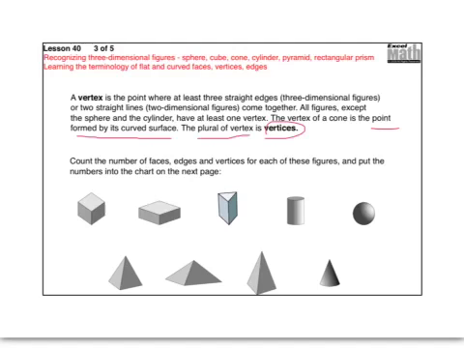Okay, so the way I remember this one is the word vertex starts with the letter V, and it's got a little point right there. And so you're looking for points that could poke somebody, just like I could poke somebody with the letter V. So if you see something on a shape that can poke someone, like that little spot right there, that's called a vertex. Count the number of faces, edges, and vertices for each of these figures and put the numbers on the chart on the next page.